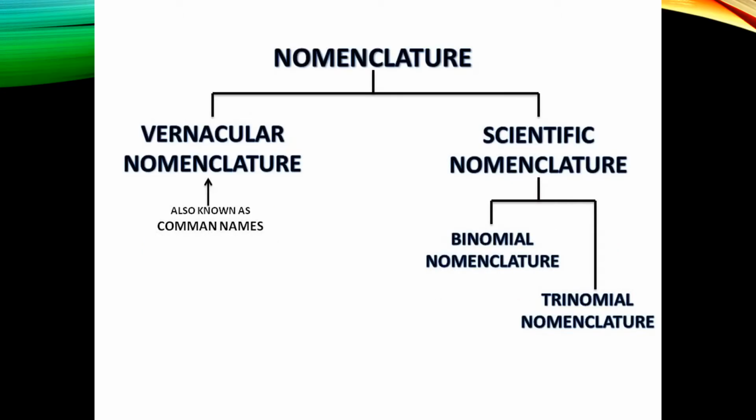Nomenclature is divided into two categories. One is vernacular nomenclature, which is also called common names. The second is scientific nomenclature, which is again classified under two categories: one is binomial nomenclature and the second one is trinomial nomenclature.